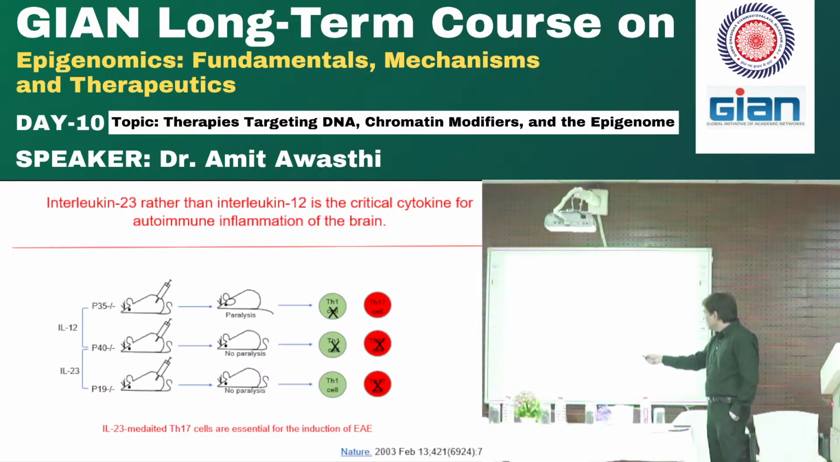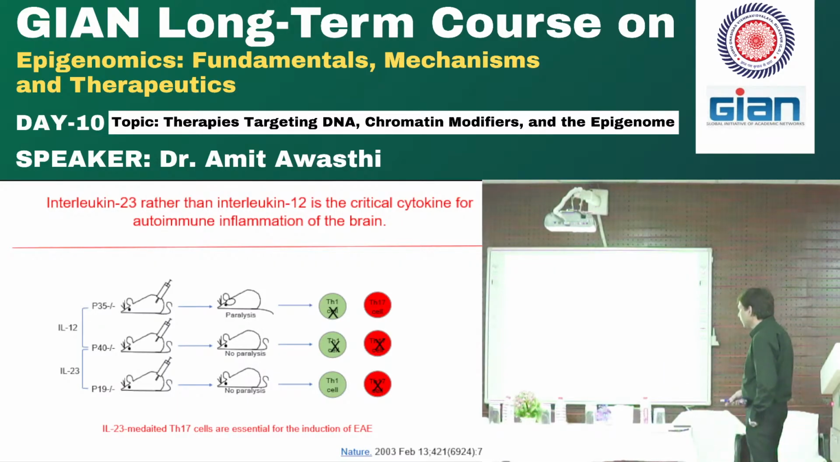तो यहाँ पे TH1 भी नहीं है और यहाँ पे TH17 भी नहीं है। That means P40 is important for both TH1 and TH17. और यहाँ पे अगर P19 हटा देते हैं, ठीक है, तो बीमारी नहीं है, TH1 है, TH17 नहीं है। तो इससे क्या कंक्लूजन निकल रहा है?